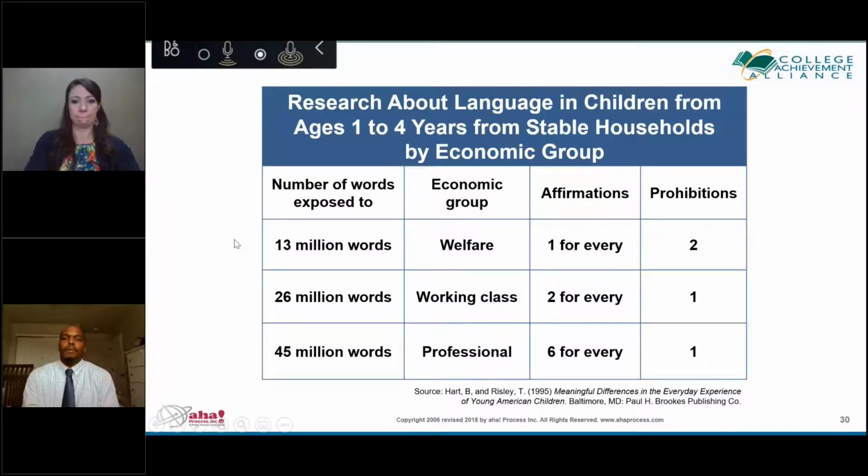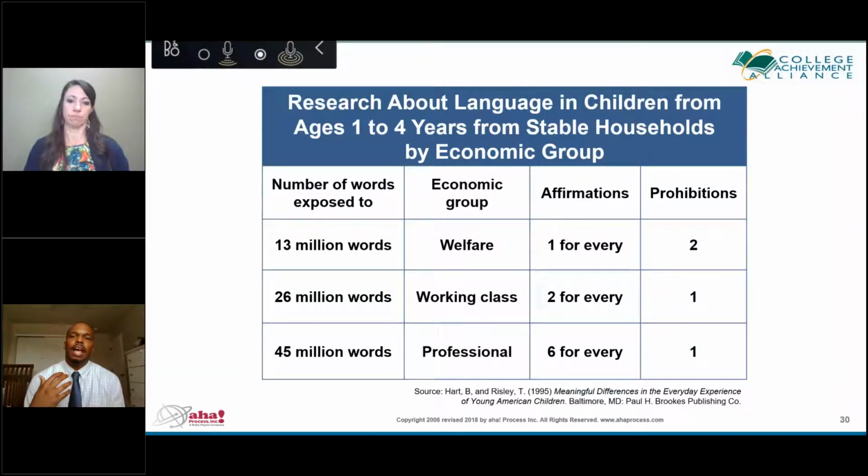So when we think about this, there's a research study by Hart and Risley that talks about the words that your child is exposed to really helps inform how they go about life, pretty much. And so the more words they're exposed to early on in their childhood, the better that they are at communicating things, being very clear in their expectations, knowing how to communicate their obstacles or situations that they're going through. And so this is what you see. 13 million words on average gives about the indication of a welfare mindset. 26 million words working class, 45 million words professional.